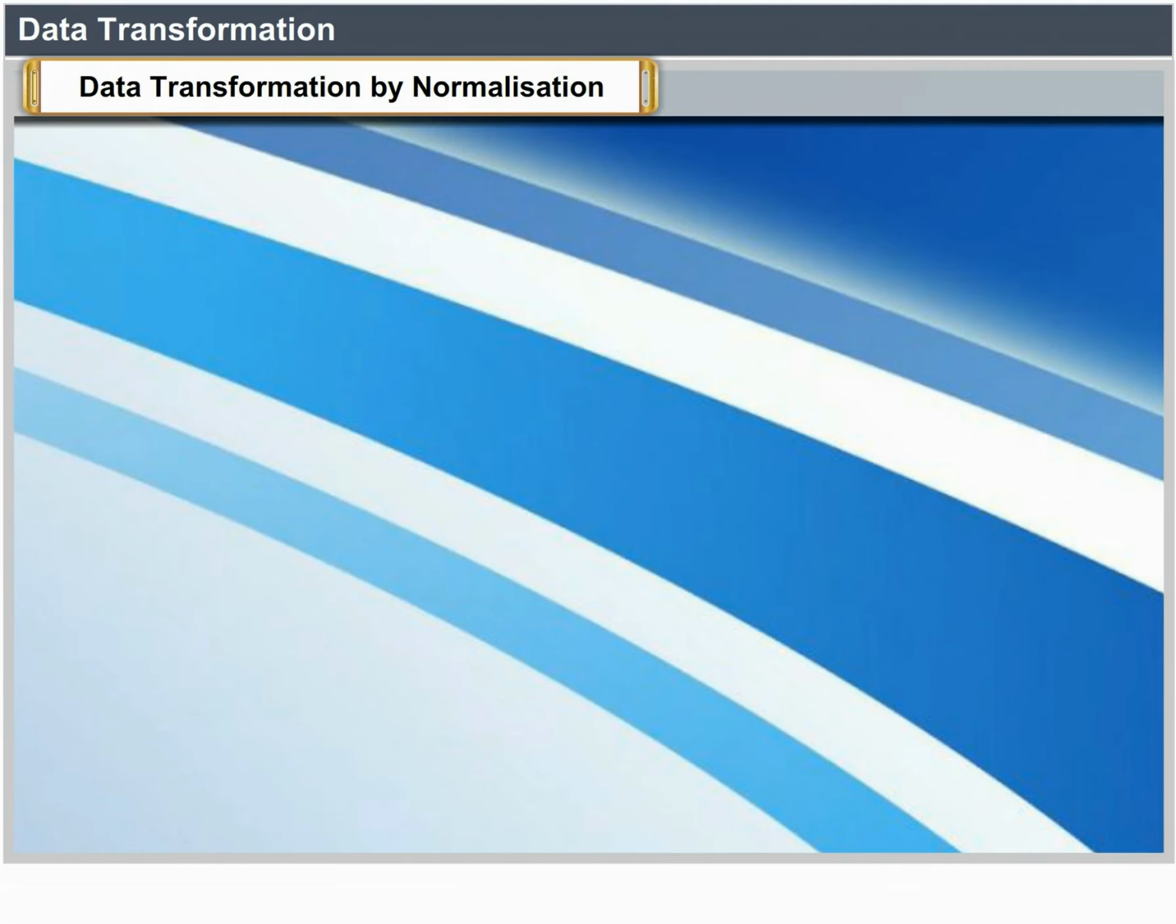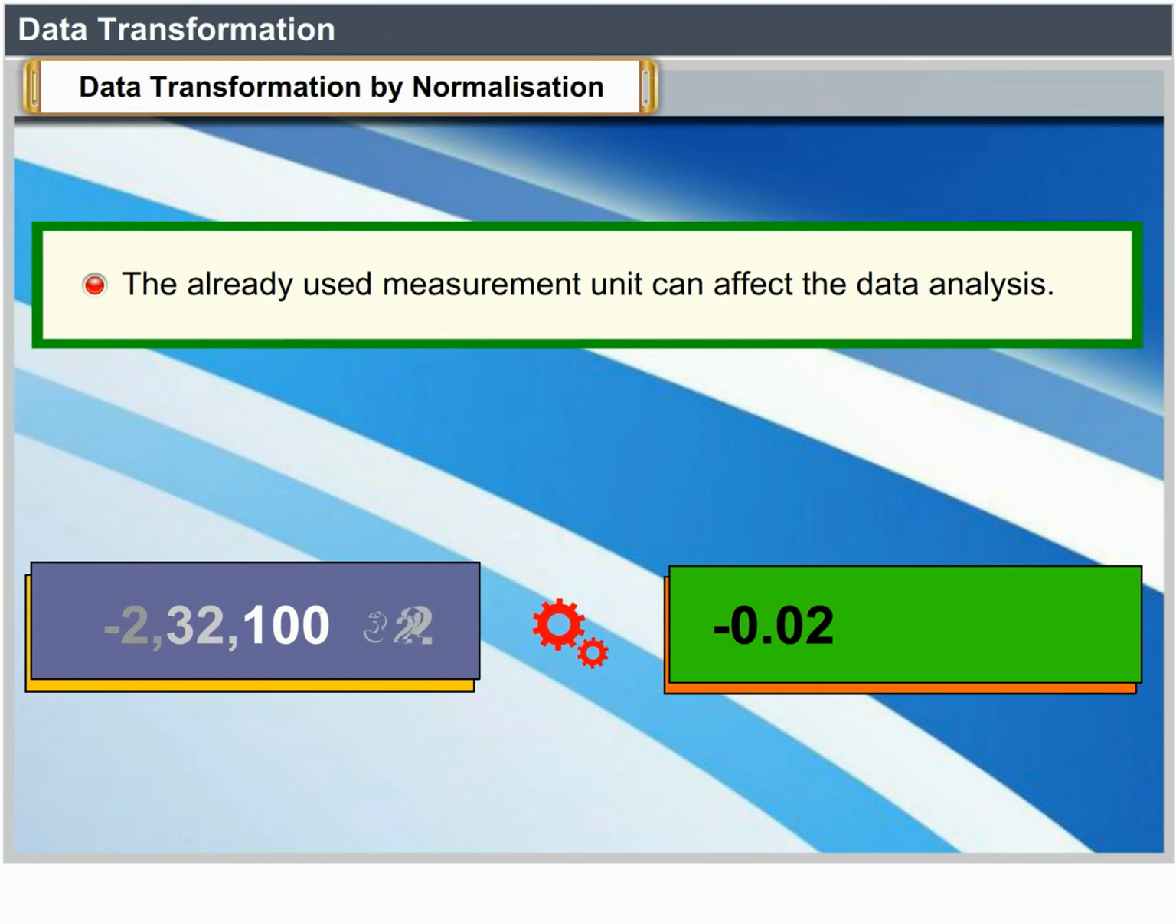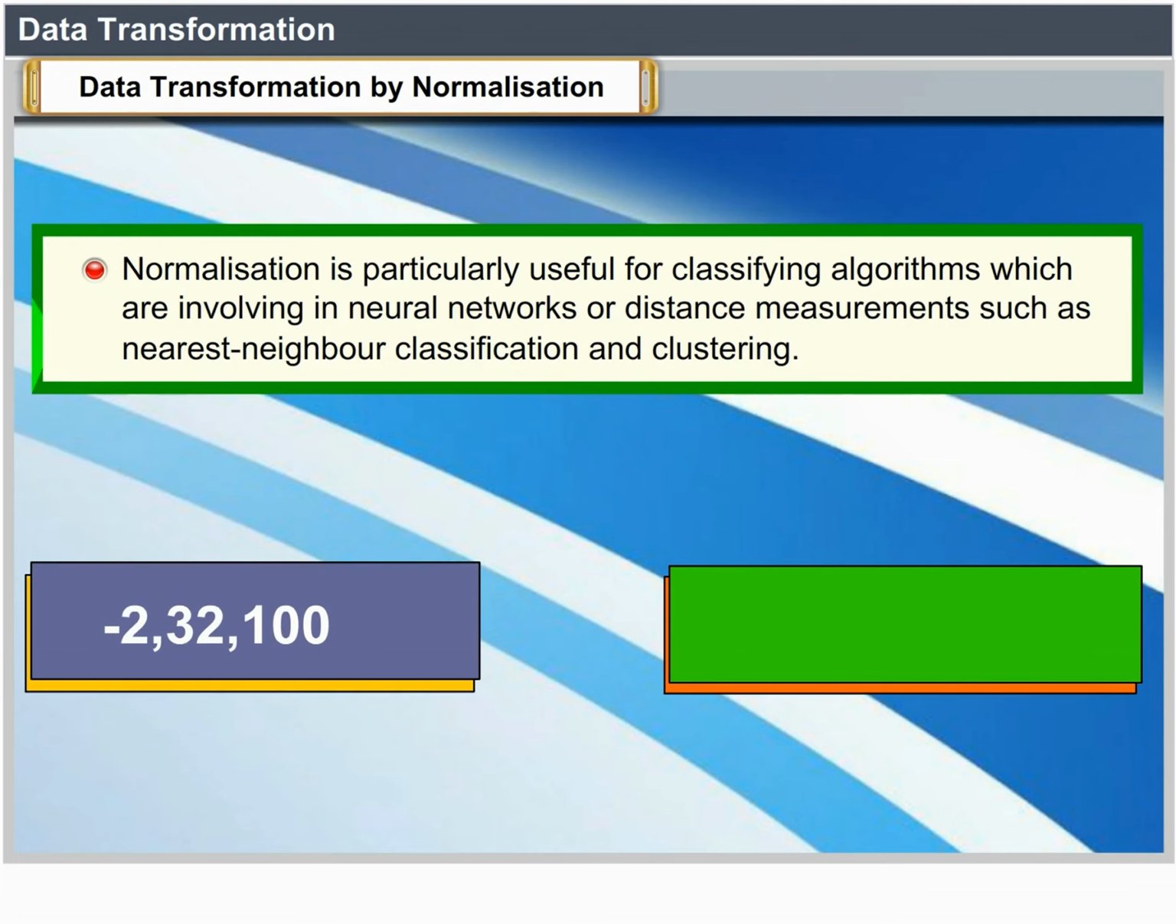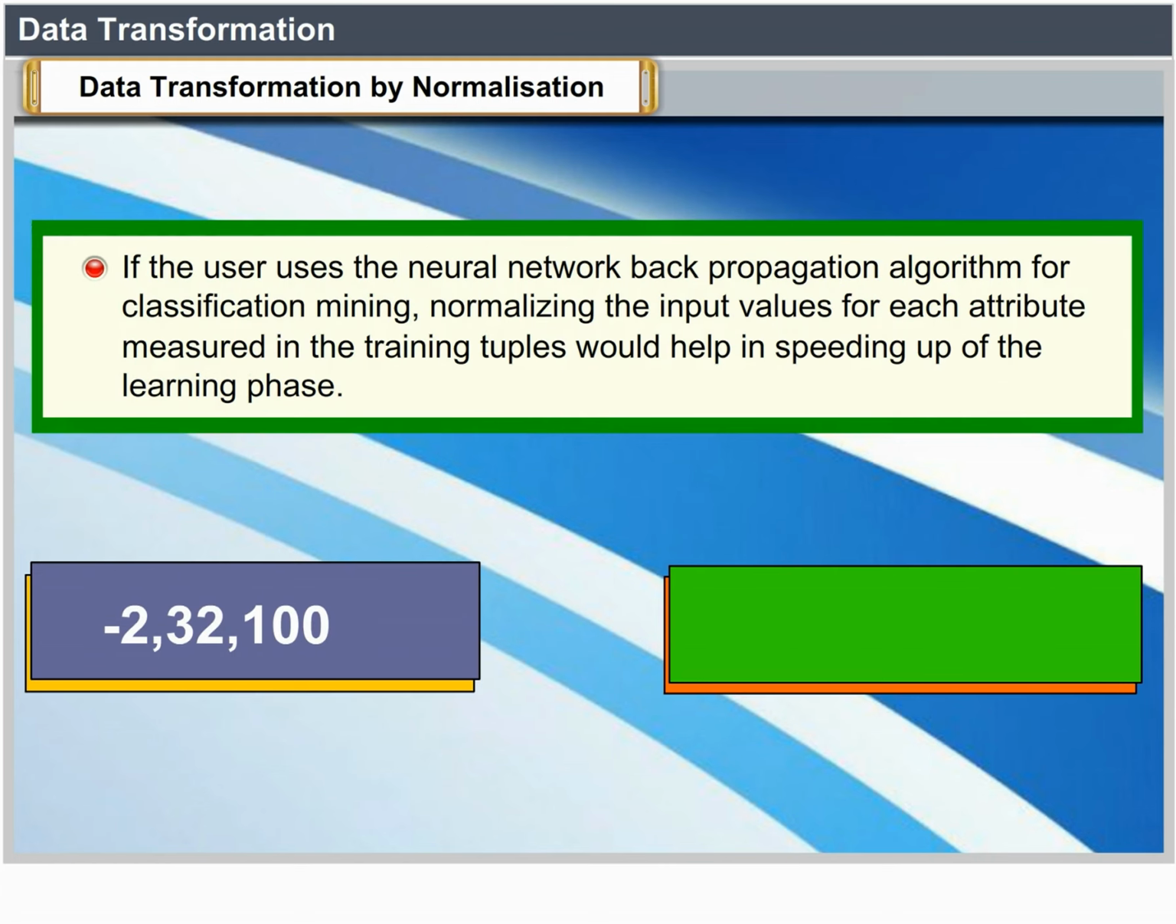The measurement unit used can affect the data analysis. Normalizing the data attempts to give all attributes an equal weight. Normalization is particularly useful for classification algorithms involving neural networks or distance measurements such as nearest neighbor classification and clustering. In using the neural network backpropagation algorithm for classification mining, normalizing the input values for each attribute measured in the training tuples will help speed up the learning phase.